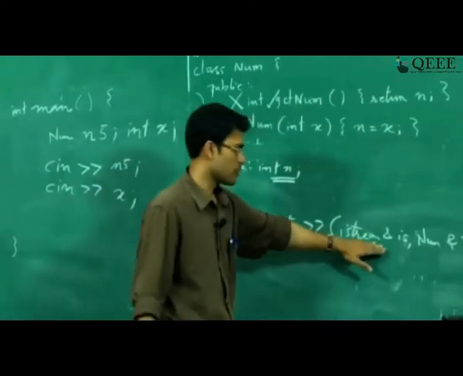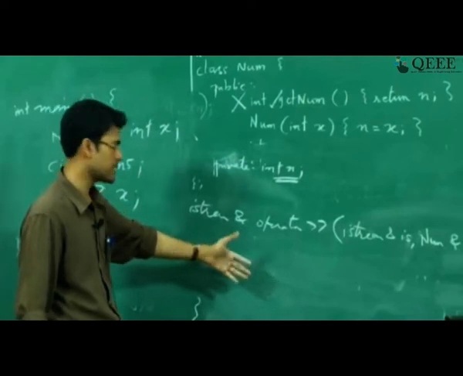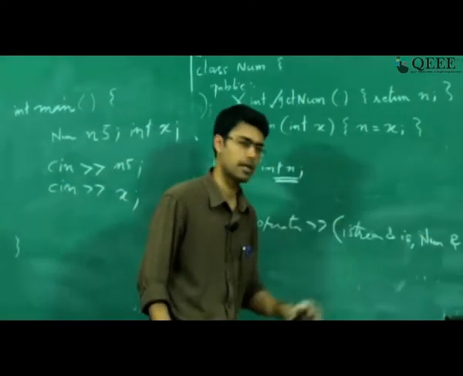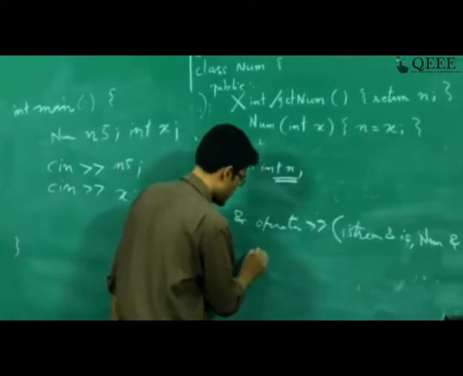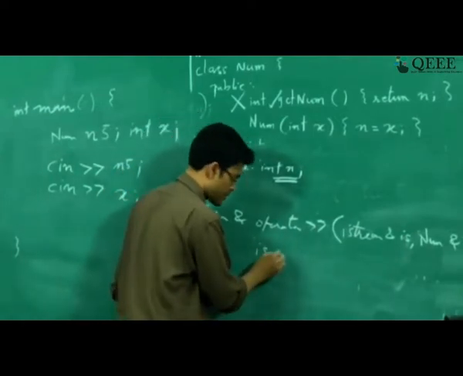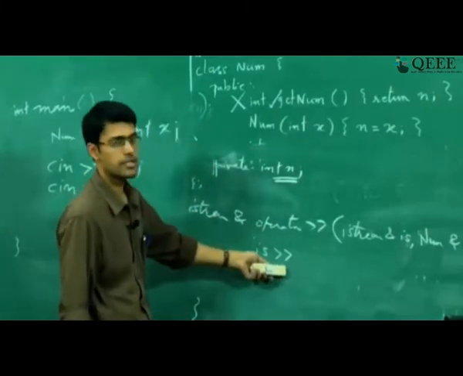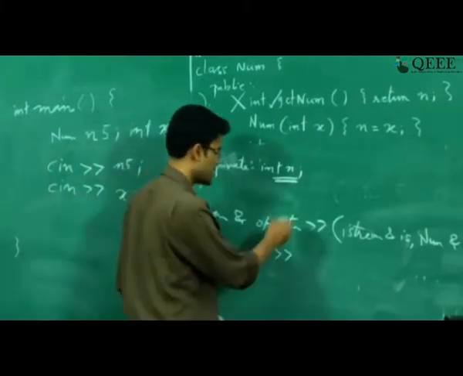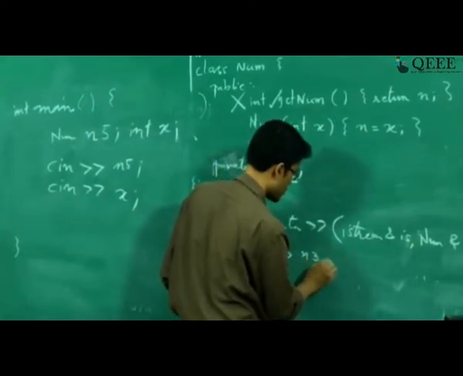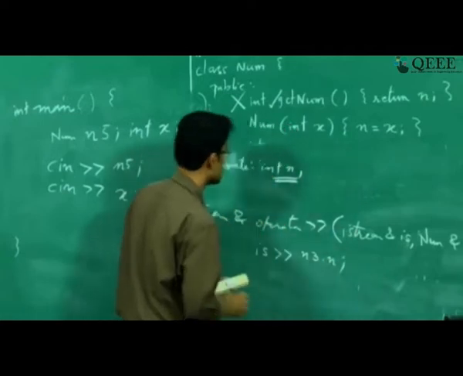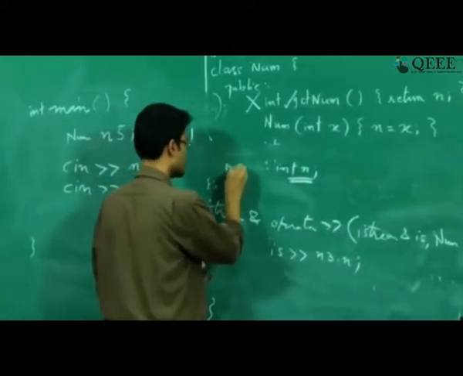So it takes two arguments. Since it is defined outside the class, the arguments need to be explicitly mentioned. So istream and the num class. And inside that, what do we do? Well, you just take the istream and use the right shift operator, which is defined for integers, and that integer is essentially n3.n. And for this to work, this should be public.